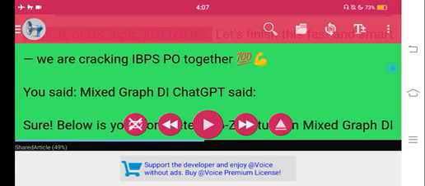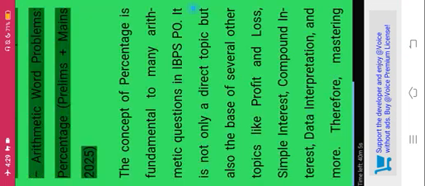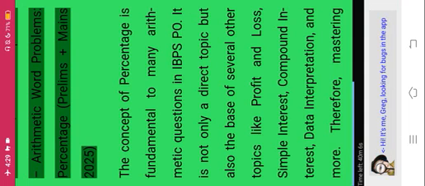Arithmetic word problems, percentage. IBPS PO Quantitative Aptitude, Arithmetic Word Problems, Percentage, Prelims plus Mains 2025.